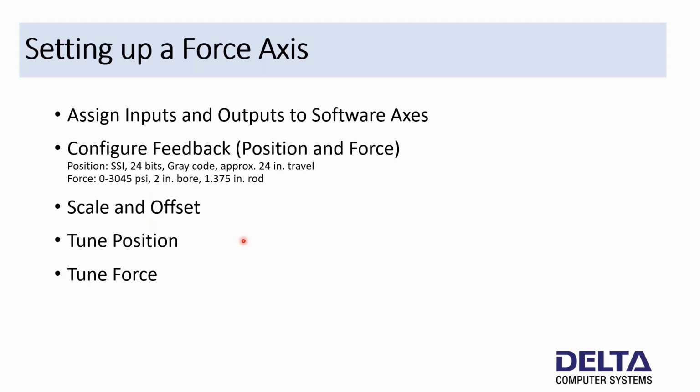So we're going to continue talking about how to actually set up a force axis so that we can make it control force like I just saw, and then we'll look at some more advanced force control topics as well. So first, we're going to assign our inputs and outputs to a software axis inside the RMC. Then we're going to configure the feedback, both position and force, to make sure that the RMC knows what sensors it's talking to. Then we're going to do the scale and offset, which converts the raw sensor data into real-life units such as inches and pounds. Then we'll tune the position control and tune the force control. And then after that, we'll do things like run curves and sine waves and so on.